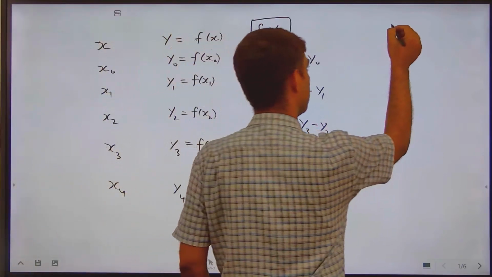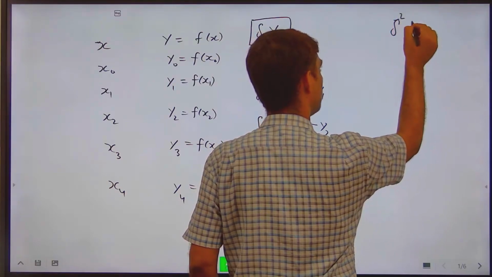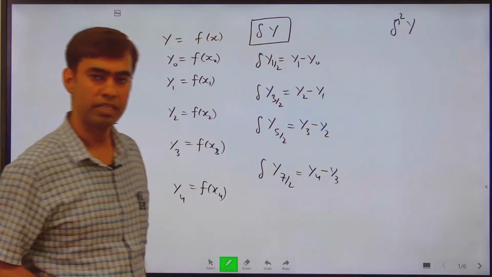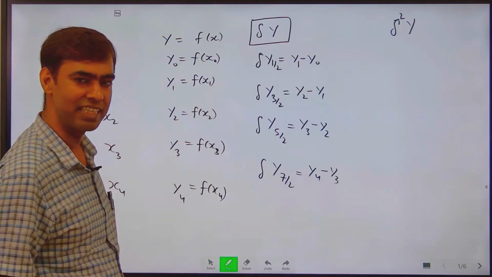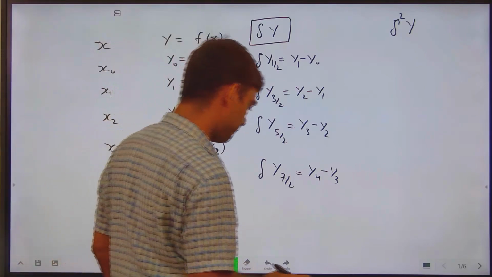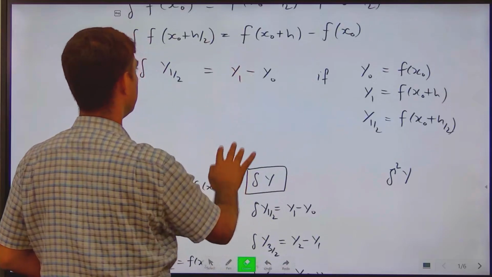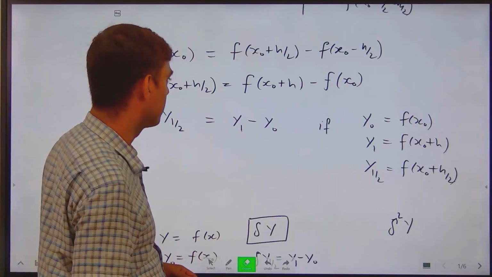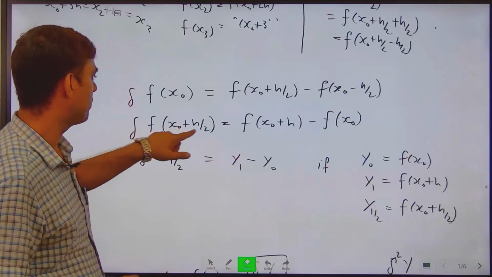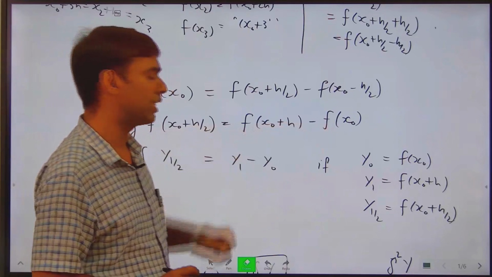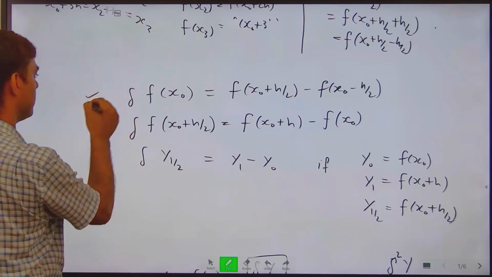Similarly, if we try to define the second order central difference, the notation for this one is del 2 y. This one is the second order central difference. So, how do we find the second order central difference? As we defined earlier, delta f of x0 plus h by 2 equals f of x0 plus h minus f of x0, and this one is the original definition.